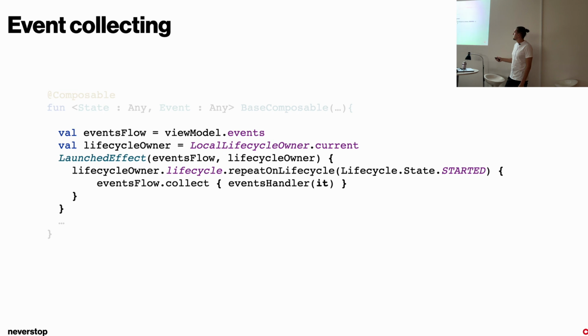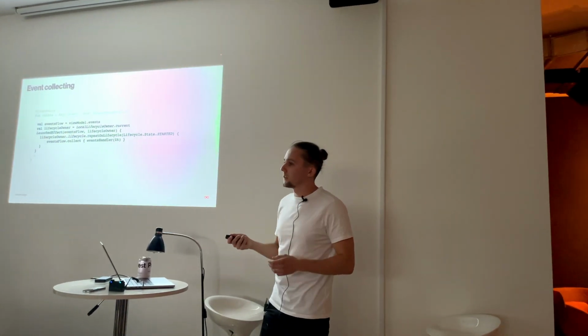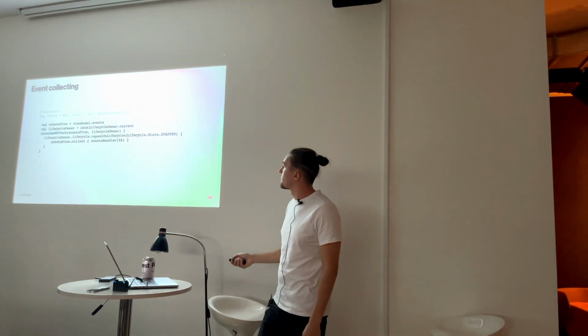We first get the events flow from the view model. We also get the current lifecycle owner, that is, the BaseComposable lifecycle, and then we use launched effect. If some of you have already worked with Compose, you probably know that you use launched effect whenever you want to do something for the first time when your composable is shown. We can compare it to an activity's onCreate, for example, where you initiate some stuff.